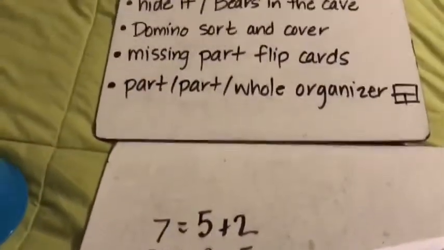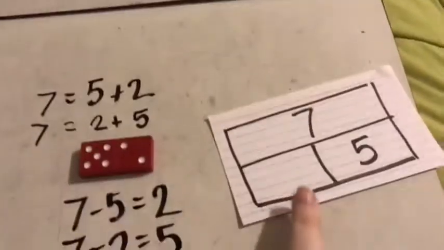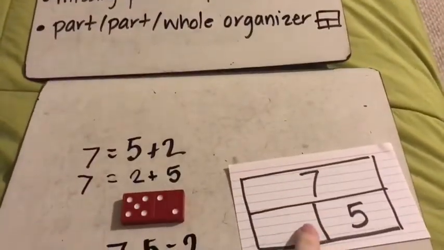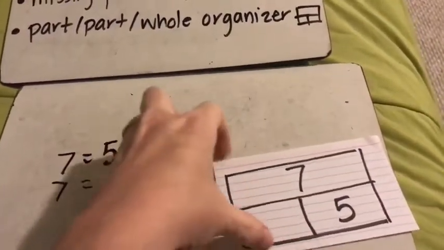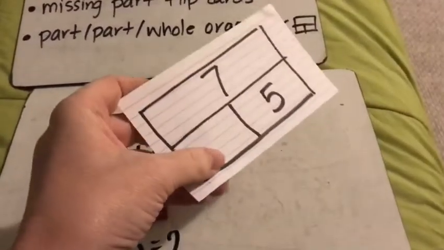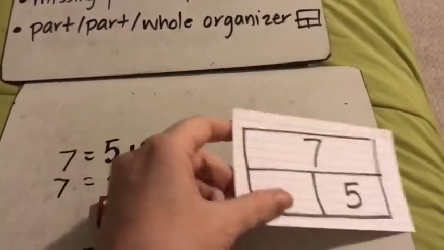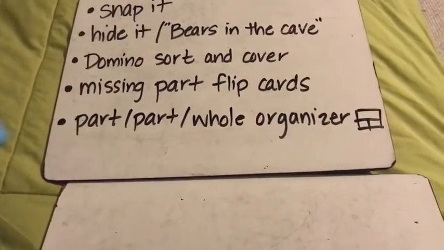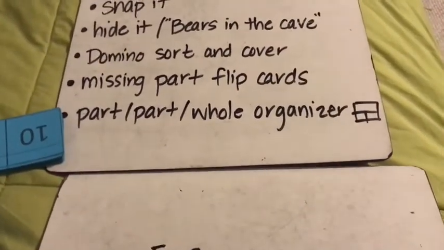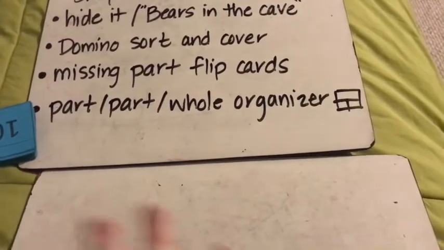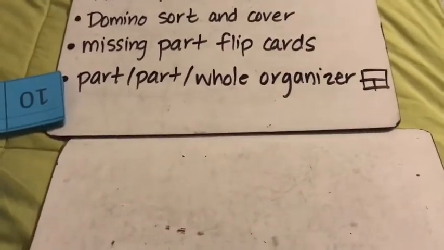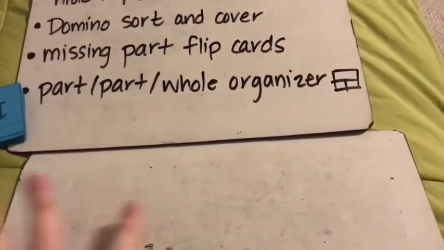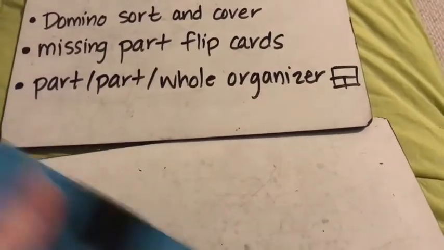Alright, so I showed you the domino sort, and I actually showed you the part-whole organizer here. So they get to the point where we just give them these organizers and we can ask them what's the missing part here. And the other version of that is these missing part flip cards that you could make on your own at home. They don't have to be as official looking as mine. I just happened to bring mine home from school before school got locked down.